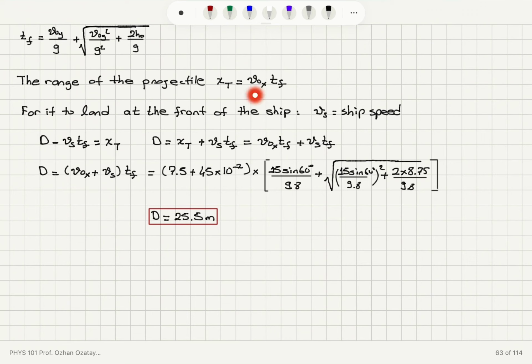And when we multiply v0x with this time of flight, we obtain the projectile range. And for the object to land at the front of the ship, the ship travels a distance, speed of the ship times time of flight, during this time interval. So d minus vs tf should be equal to the projectile range. Solving this for d, we obtain 25.5 meters.